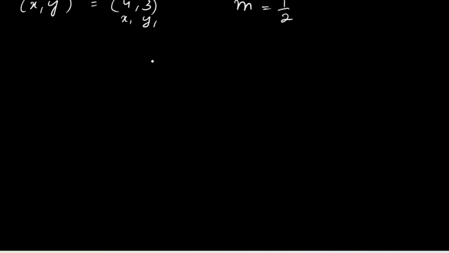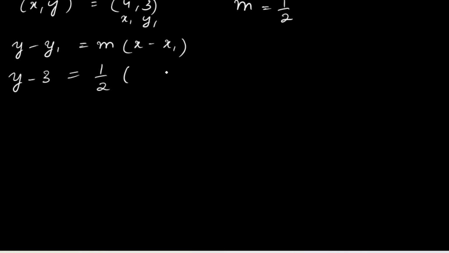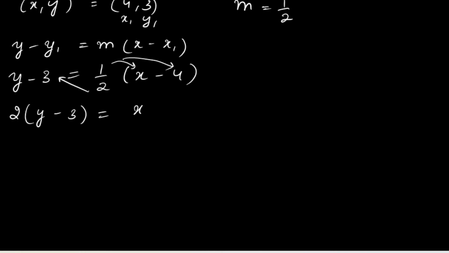So the equation of the line we can write: y minus y1 is equal to m into x minus x1. So y minus y1, y1 is 3, y minus 3, m's value is 1 by 2, x minus x1, so x minus 4. I've just substituted. Now this 2 will shift to the other side, and it will become 2 into y minus 3 is equal to, with 1 if we multiply it will be the same, so here I'll get x minus 4. Let's do the bracket multiplication here: 2y minus 2 into 3, which is 6, is equal to x minus 4.